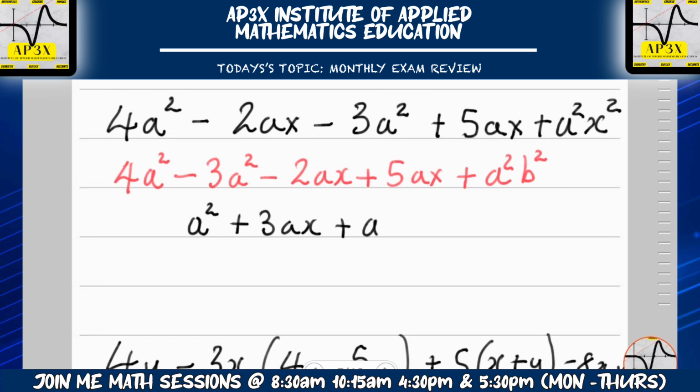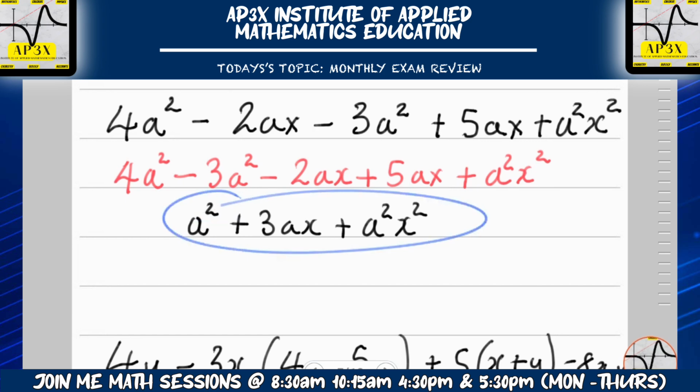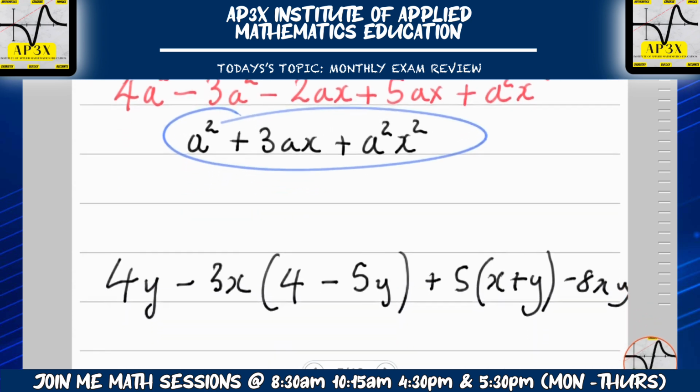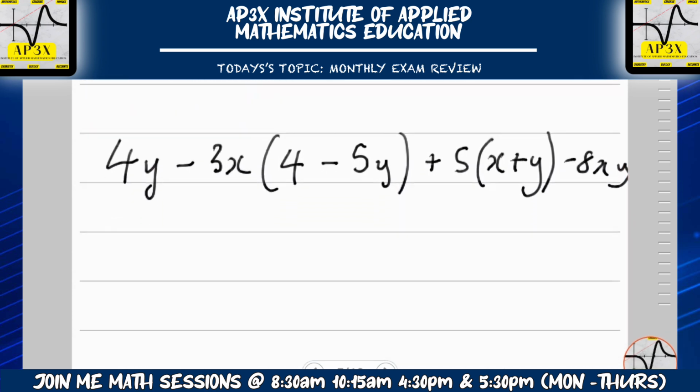Then that odd term here, nothing can be added or subtracted from that, so that becomes a squared x squared. I might have made an error here. It's not a squared b squared, it is a squared x squared. My bad. So that's my final result. My final result is in fact a squared plus 3ax plus a squared plus a squared x squared. Right? And that's it for that question.